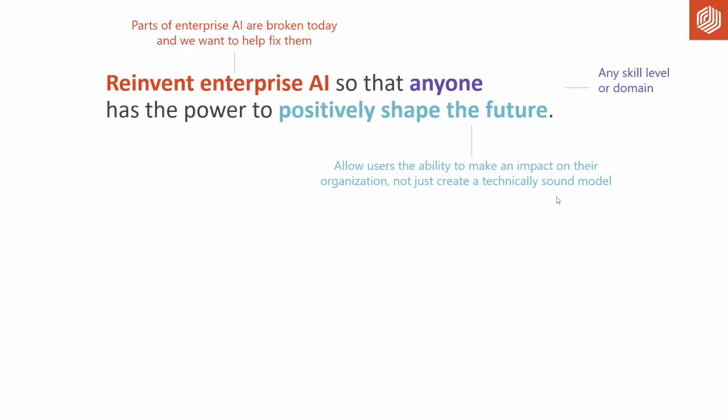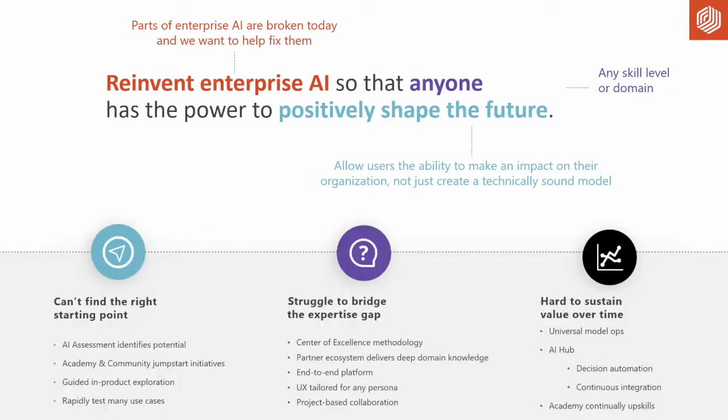And we do this by overcoming three big problems customers are facing. Well, one is people don't find the right starting point, and what we do is we run an AI assessment to find the valuable and feasible use cases. Within our software, we have extensive support with our community, with the academy, and we have a guided in-product exploration for use cases. And with our intuitive software, you can just run many use cases, test them quickly if you can solve them or not.